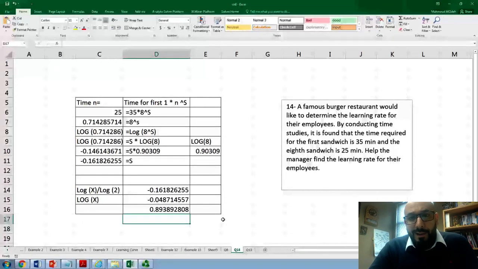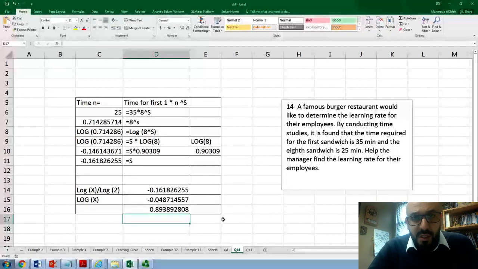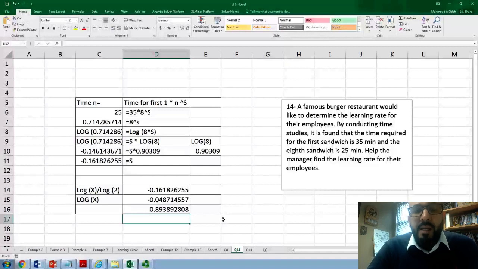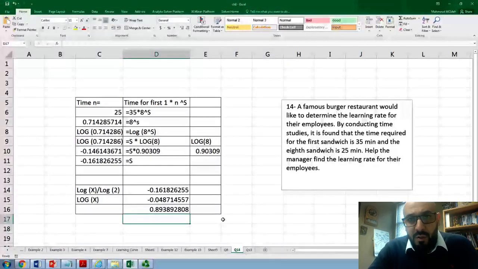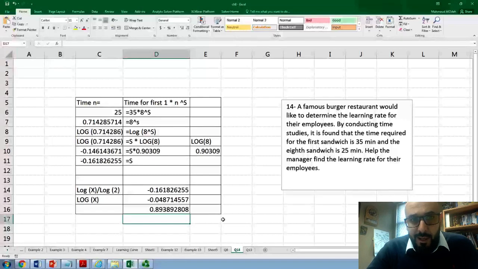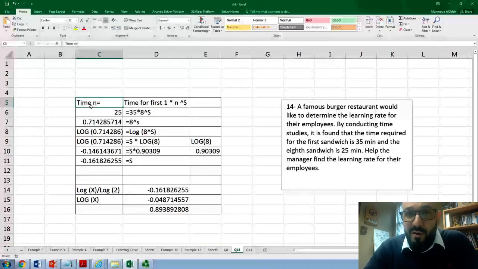89.3%. Again, this is a really important question. At least one of the goals in this class is to be able to calculate the learning curve in any process, and this is a good question to learn how to do it. What you need to do is use this equation. As I mentioned, time for n equals the time for the first unit times n to the power of s. Solve the equation for s.